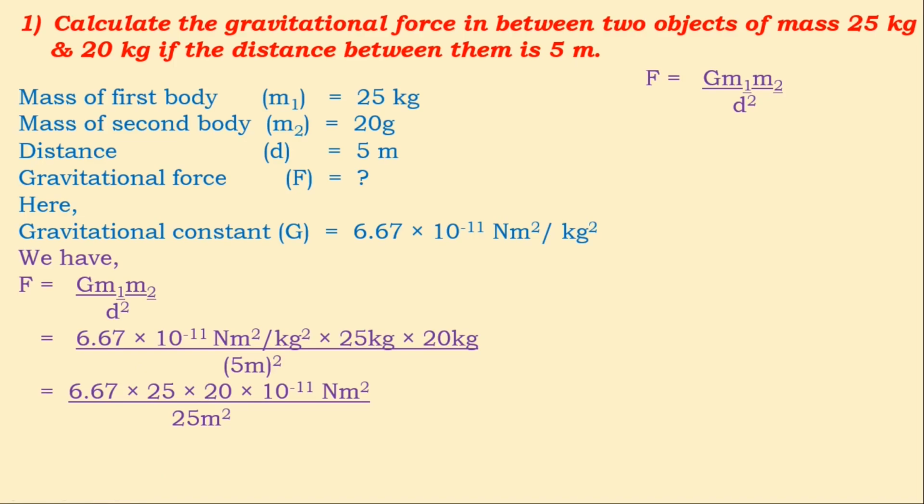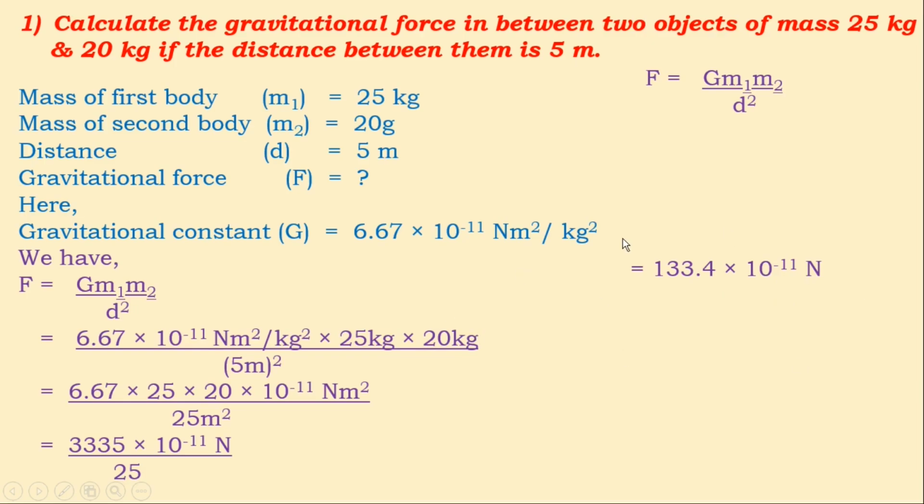Now 6.67 into 25 into 20 gives 3335, and 10 to the power minus 11 remains the same. And here again meter square is in the numerator and also in the denominator, so they cancel each other, and in the denominator we have only 25. Now what we are going to do, this 3335 is divided by 25. Numbers interact with numbers, and when we divide, we get 133.4 into 10 to the power minus 11 Newton.